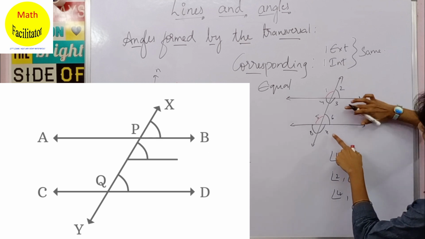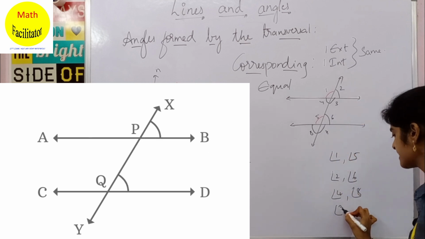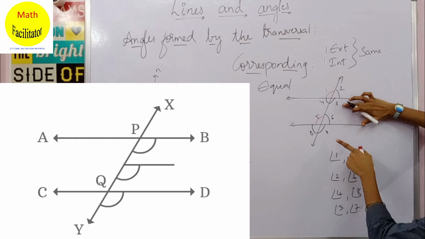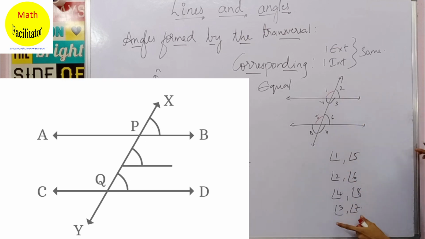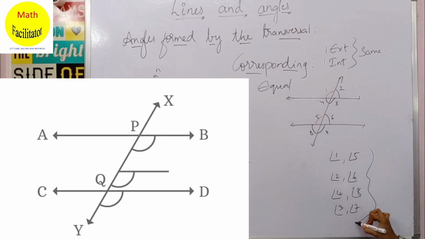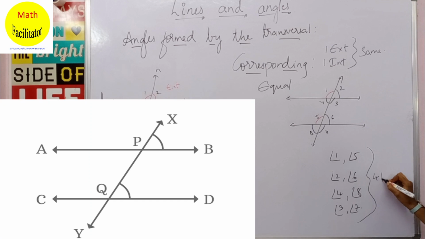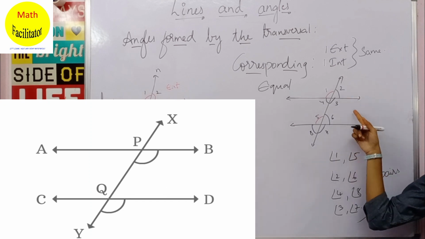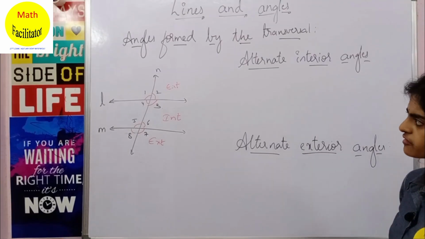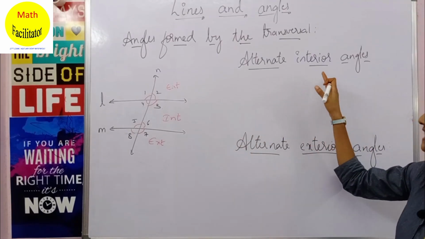And you have angle 3 and angle 7. One is interior, one is exterior, and they are on the same side of the transversal. So this is another pair of corresponding angles. Clear? So in this way you can see there are 4 pairs of corresponding angles formed when a transversal is intersecting two lines. Now the next type of angles you can form is alternate interior angles.